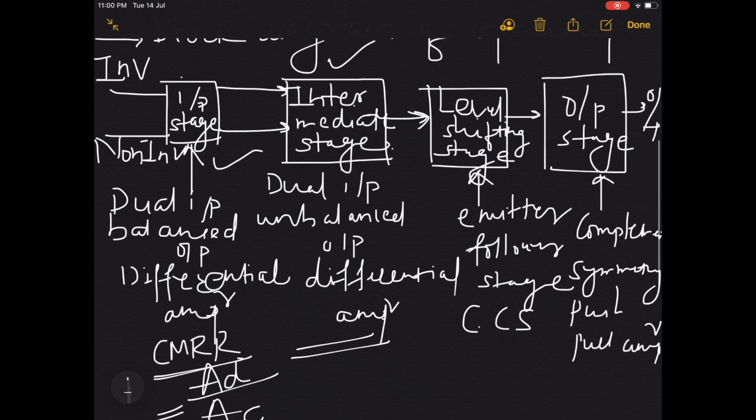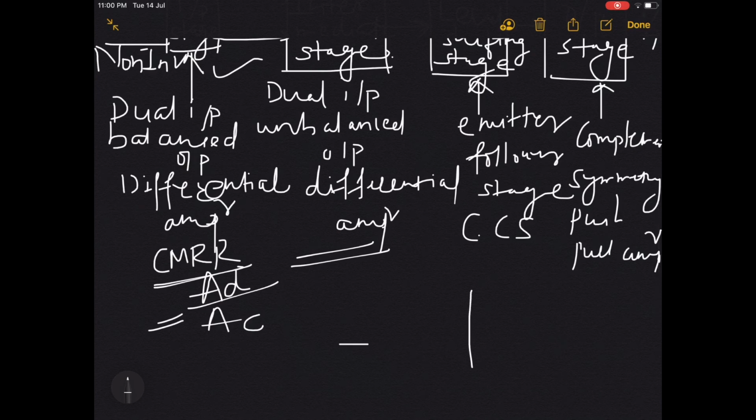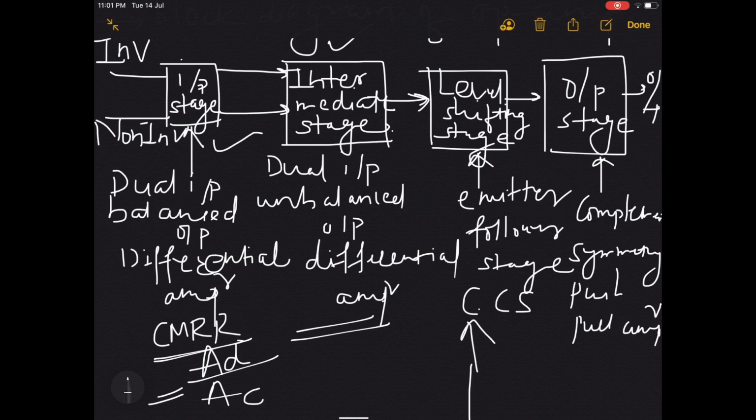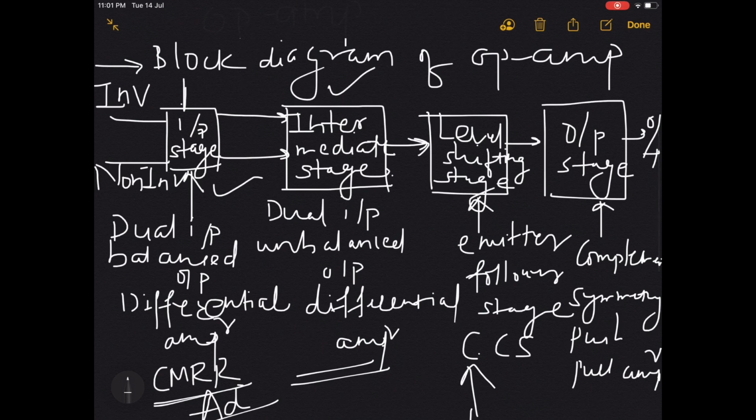Then the third stage is the level shifting stage. In that we are using the emitter follower circuit. That means it follows whatever is present at the emitter side and gives the same output. So it only shifts the level, as there is direct coupling from the first block to the second block, then from the second block to the third block. Because of that, the DC level of the signal will get shifted. So we have to make it 0. For making it 0, we require the level shifting stage, where we are using the emitter follower circuit or DC level shifter circuit.